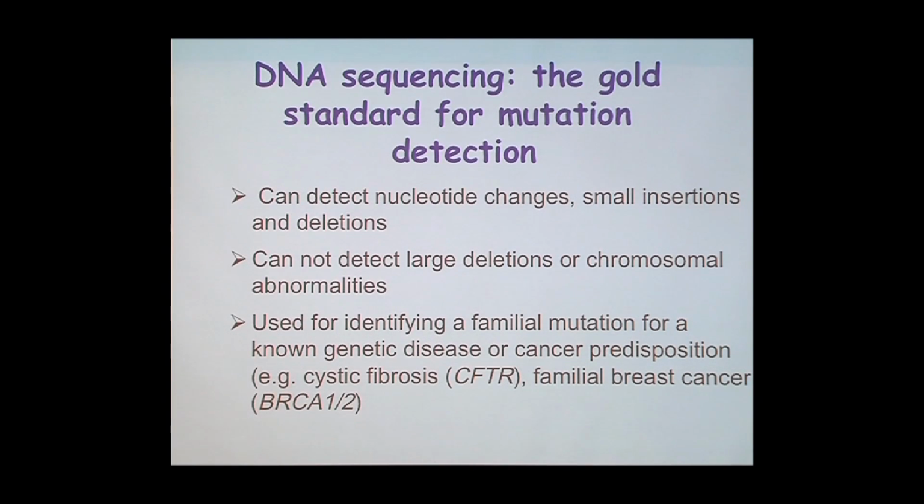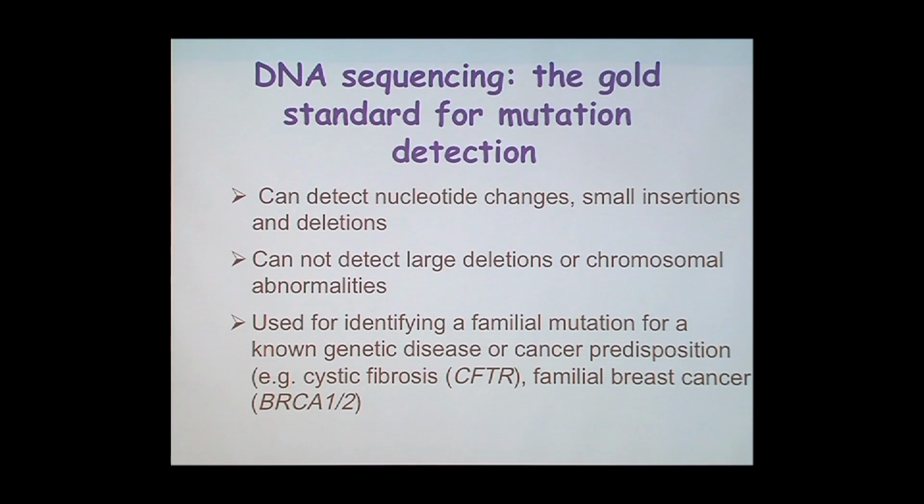So DNA sequencing can allow you to detect a single nucleotide change. We talked last time about single nucleotide changes, so you might have a T instead of an A in a specific place. It allows you to pick up small insertions of a couple extra nucleotides or a deletion of a few nucleotides. So any kind of small mutation within a gene, DNA sequencing can pick that up. What it doesn't pick up is large changes or large deletions or a whole chromosome abnormality. It doesn't pick that up.